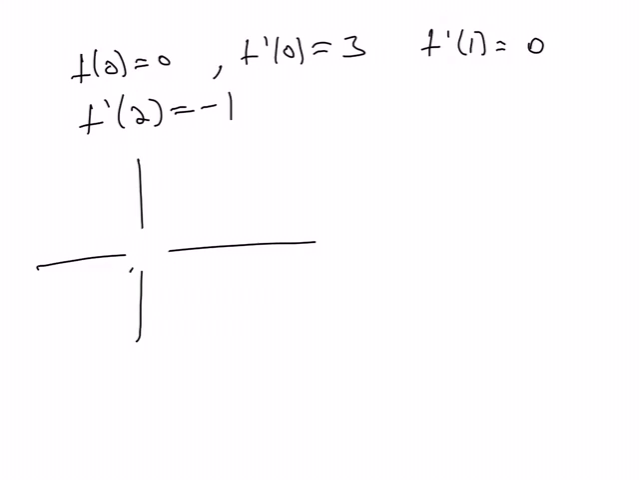Let's try to draw this again. So f of 0 is 0, and at 0 we're increasing at a rate of 3, and at 2 we're decreasing at a rate of negative 1. So let's say we're doing something like that. At 2 we're decreasing at a rate of negative 1. And at 1 the rate of change isn't moving. So a function that does something like this is pretty much following our rules, right? So at 0 it's 0.